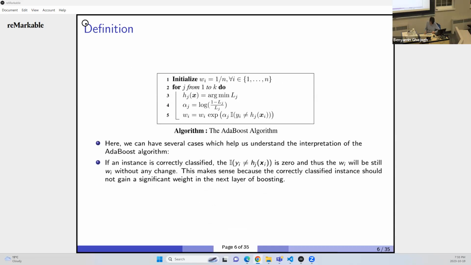So here we can have several cases which help us understand the interpretation of the AdaBoost algorithm. Let's see. If an instance is correctly classified, then this indicator function is 0. Why? Because yi will be equal to hj(xi). I'm talking about this line of the algorithm, and I'm interpreting this line. So when it's correctly classified, this becomes 0. What is e to the power of 0? 1. Then wi stays wi, so basically its weight will not be changed, because it's correctly classified.